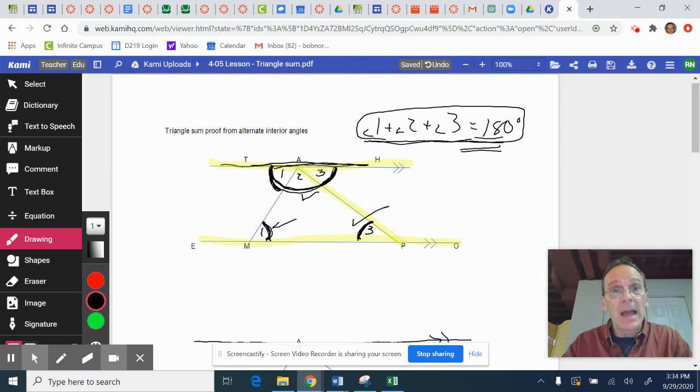So anyway, bottom line is you got to remember that the angles of a triangle always add up to 180 degrees, because you're going to need that fact in most, if not all, of the homework problems associated with this lesson. Okay, have at it.